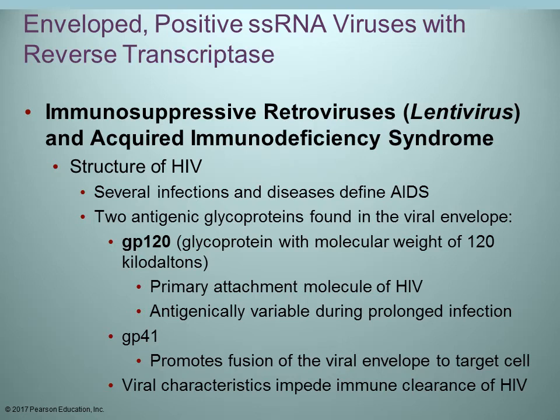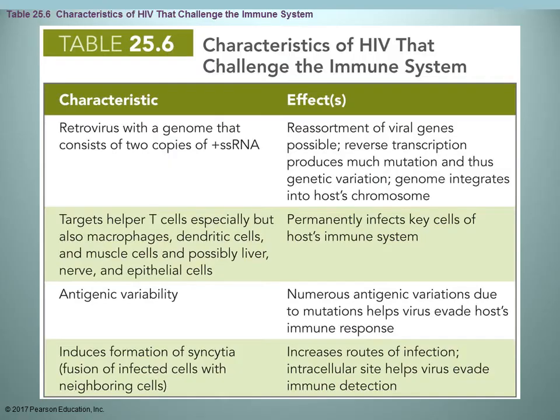So if you look at the structure of the HIV, there's different glycoproteins that are found on the viral envelope, and some of these are attachment molecules of the HIV that allow it to attach to the target cell, and do play a role in preventing the immune system from getting rid of the virus. So this just goes through some of the characteristics of the HIV and how they are targeting certain things, targeting the helper T cells.